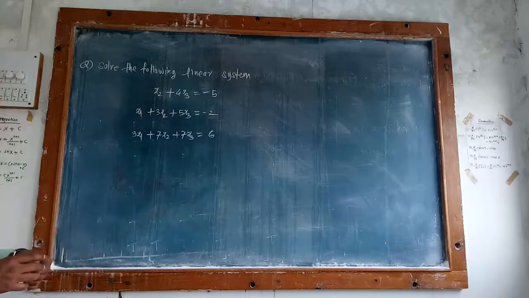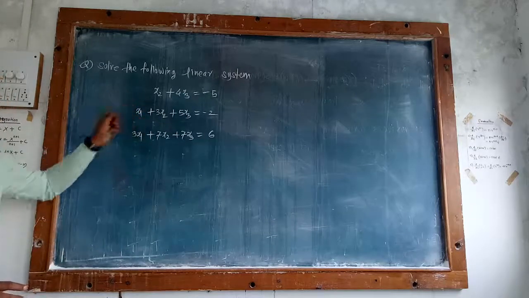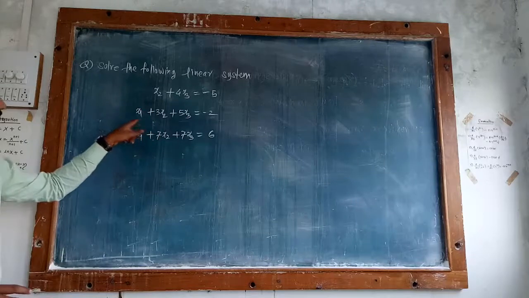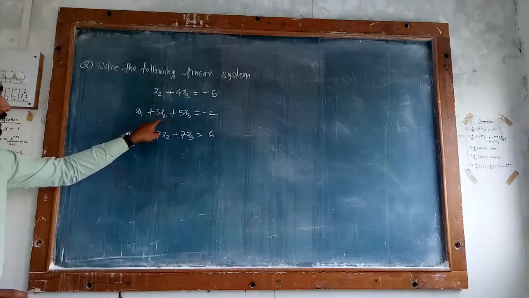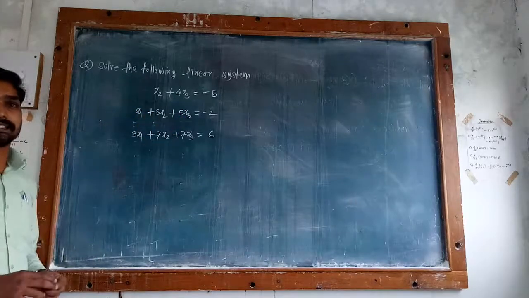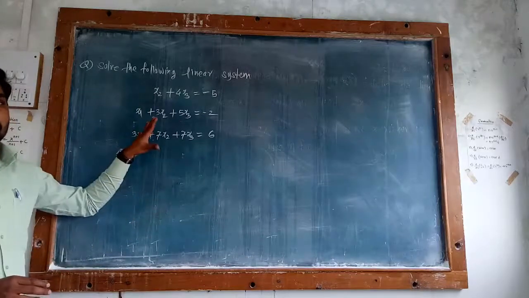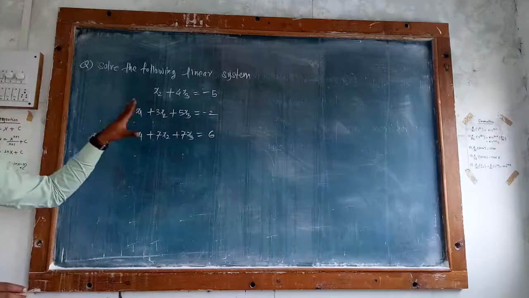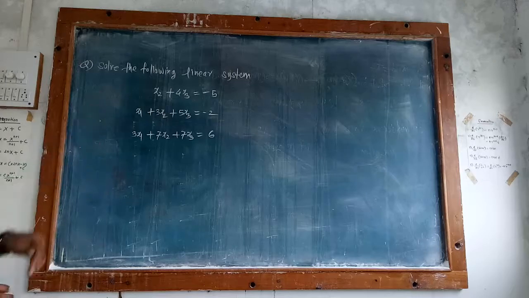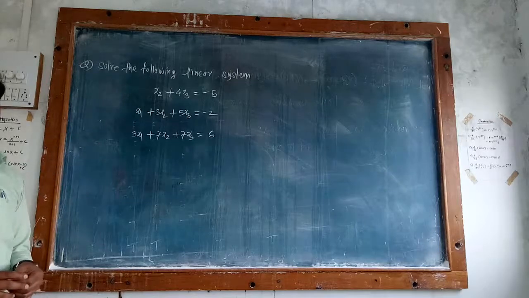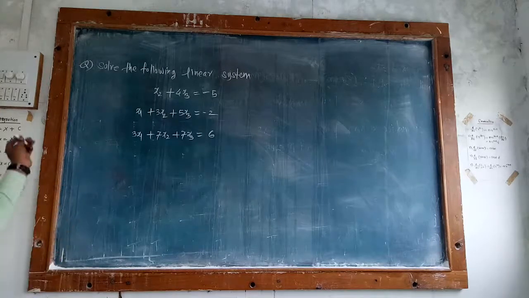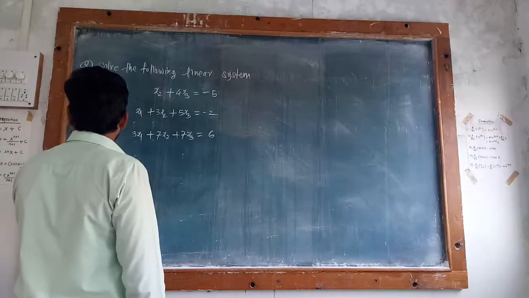In this system there are 3 equations, and how many unknowns? Unknowns means variables: x1, x2, x3. There are 3 variables. This is a system of linear equations in 3 equations and 3 unknowns. We have to solve this system by using elementary row transformations. So let us write the solution.